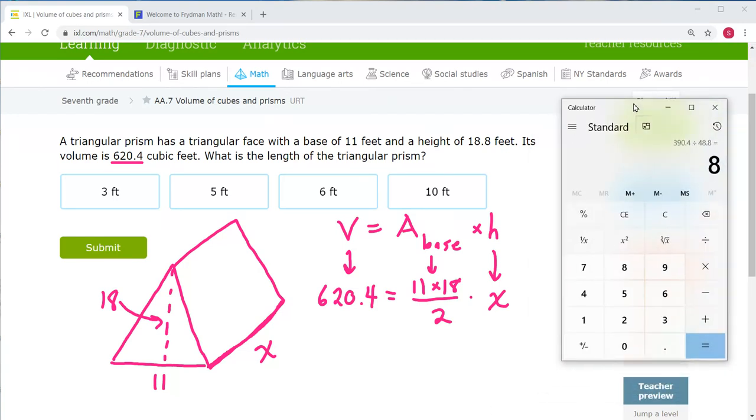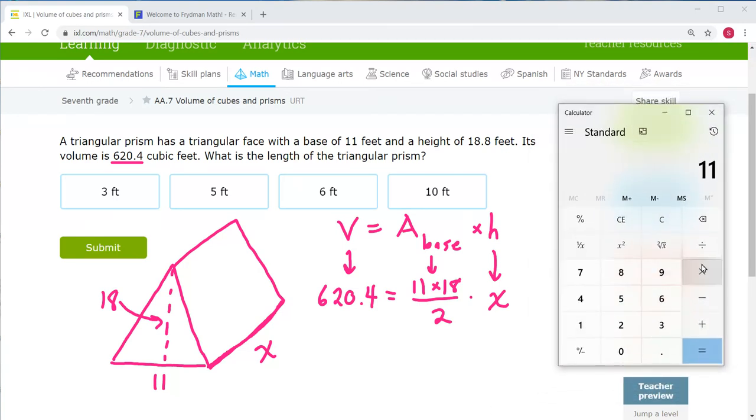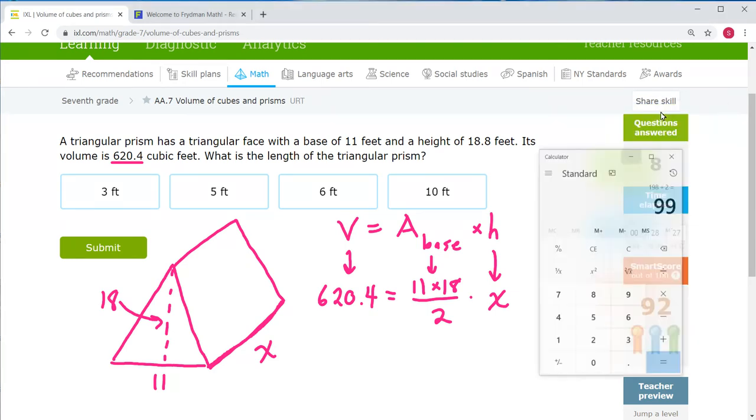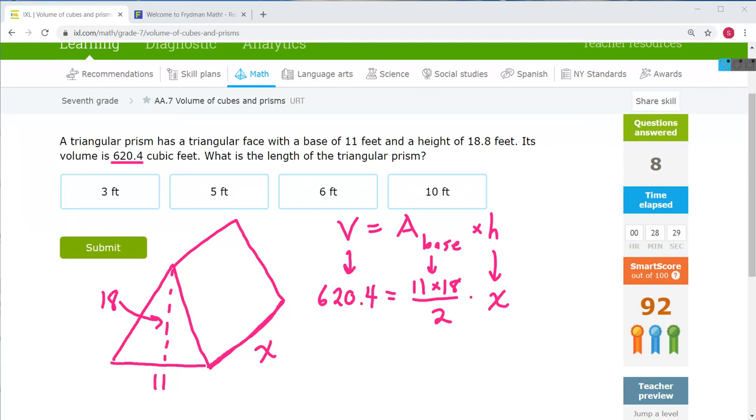So all we have to do here is 11 times 18, which is 198, and then divided by 2, which is 99. So we have 99 over here times x equals 620.4. Now we'll just divide both sides by 99.